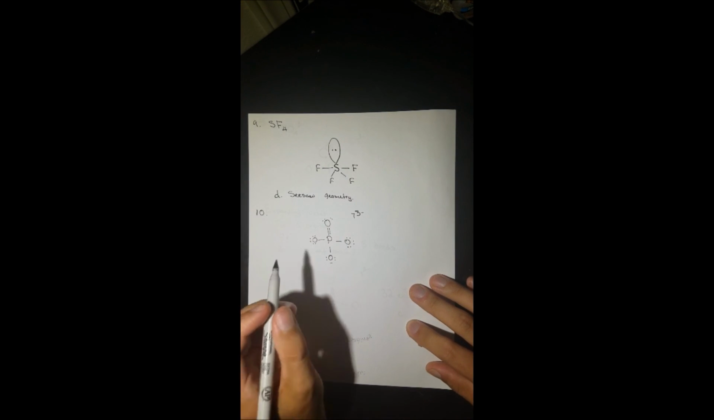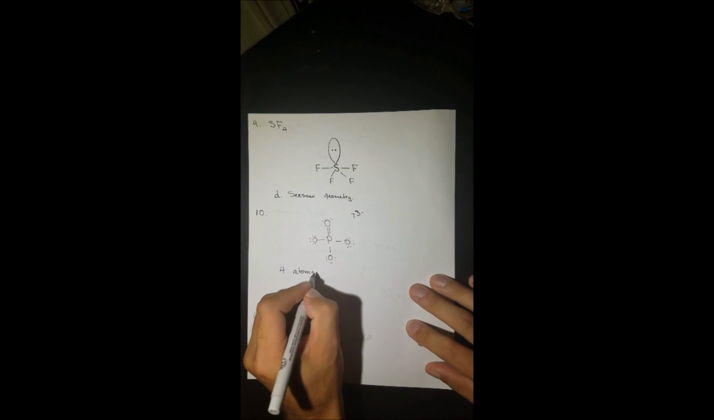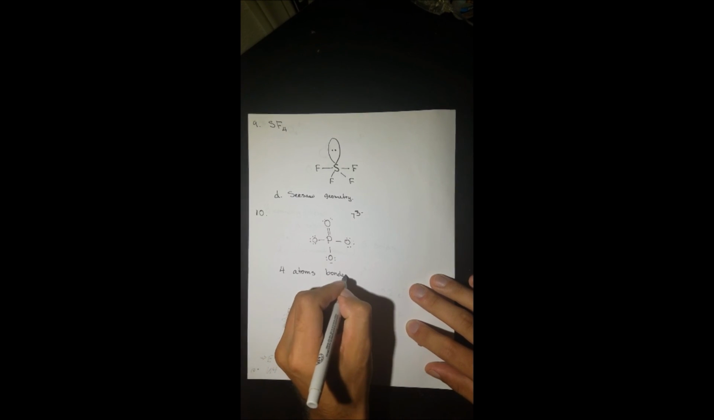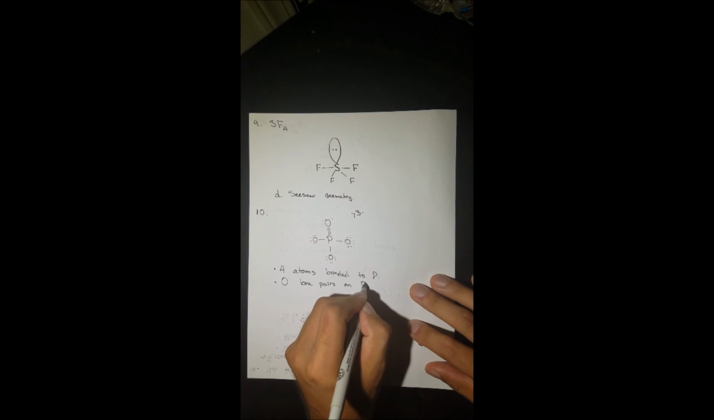And we have to ask 2 key questions. How many atoms are bonded to the phosphorus? There are 4 atoms bonded to the phosphorus. Okay, that's one key piece of information. The other key piece of information is how many lone pairs are on the phosphorus. There are 0 lone pairs. There are none at all. No lone pairs on the phosphorus.